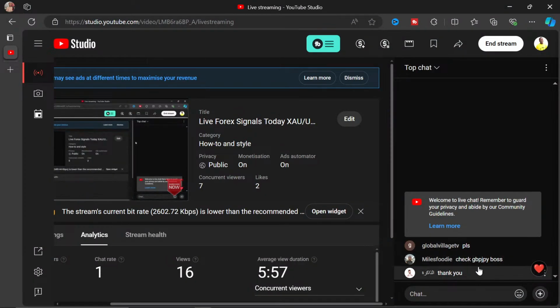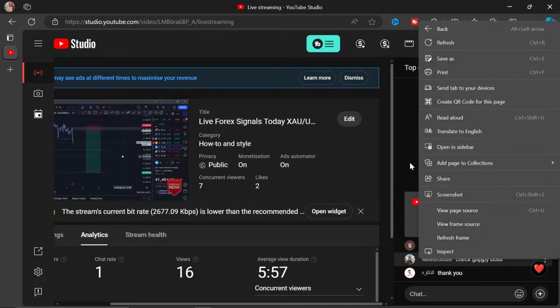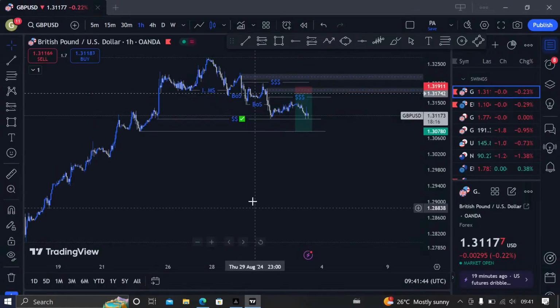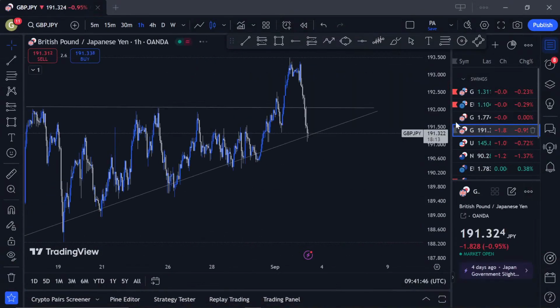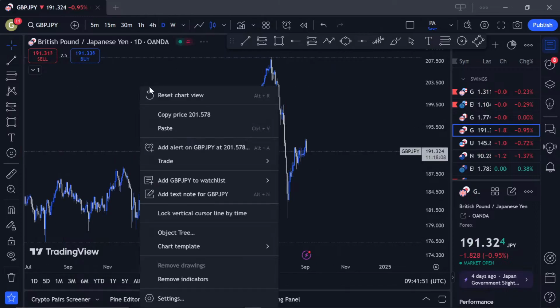Say GBP JPY, boss. So I normally don't want to analyze GBP JPY, but since you requested for it, let me just analyze it for you. I didn't want to analyze it before. Let me go over there. So let me come over to the daily time frame.